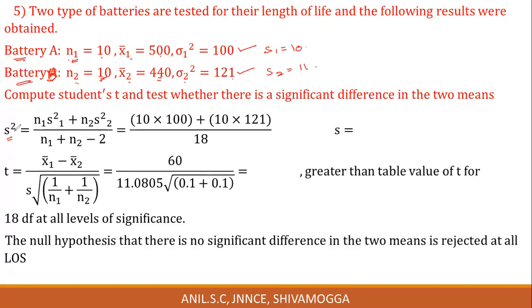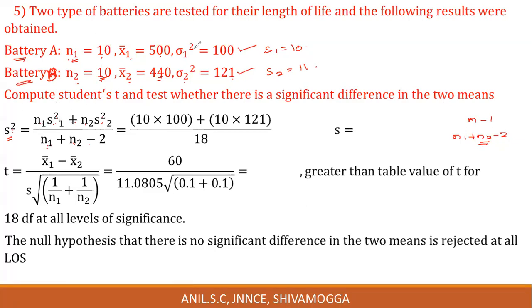And in this case, S square is given by N1 into S1 square plus N2 into S2 square divided by N1 plus N2 minus 2. This is called degree of freedom. If only one group is there, then n minus 1 is the degree of freedom. If two groups are there, then n1 plus n2 minus 2 is called degree of freedom. You have all the values, substitute.